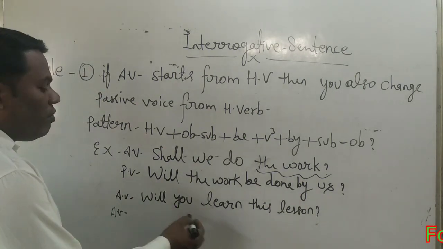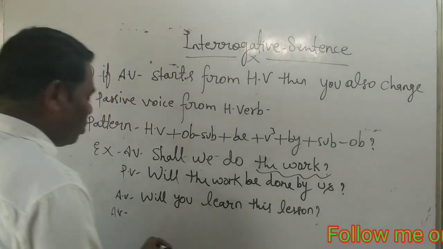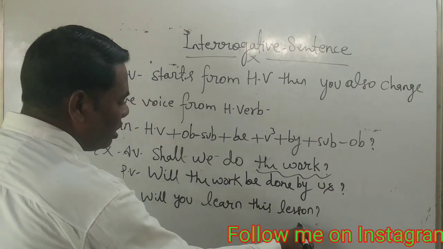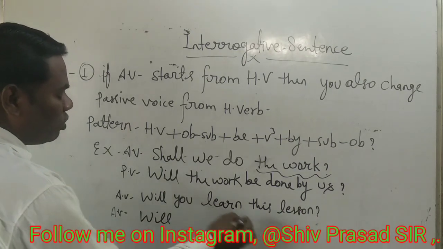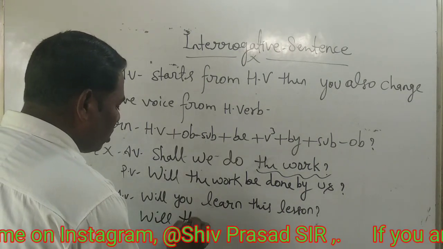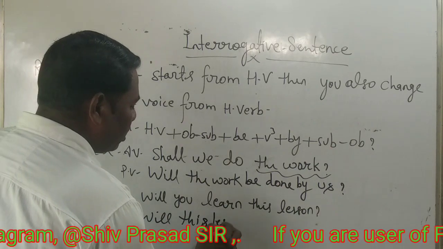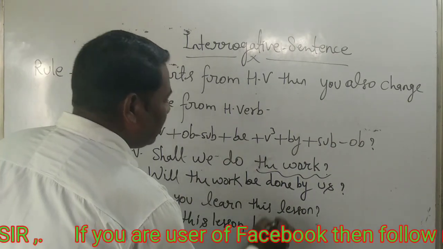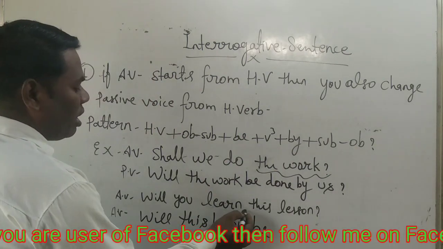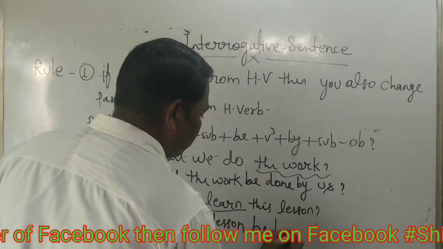Next example: will you learn this lesson? So use the helping verb. According to this lesson, use will, and then object to subject, this lesson, and after that use be, and then V3. What is V3? Learn will be changed into learnt.